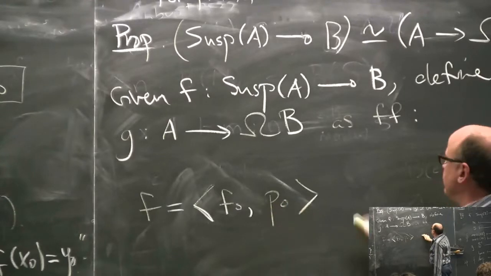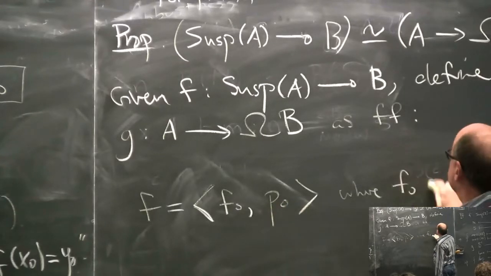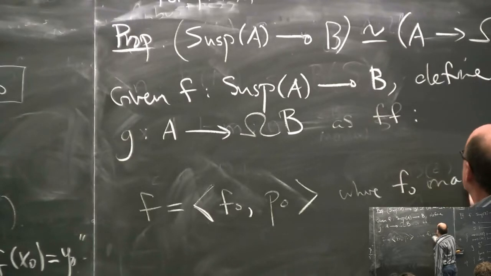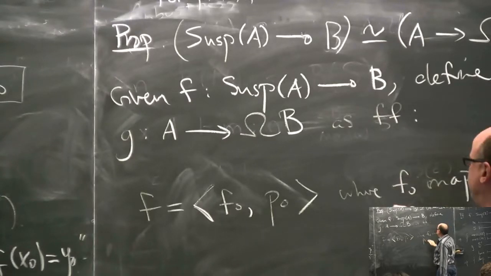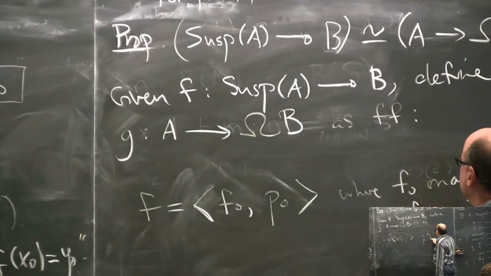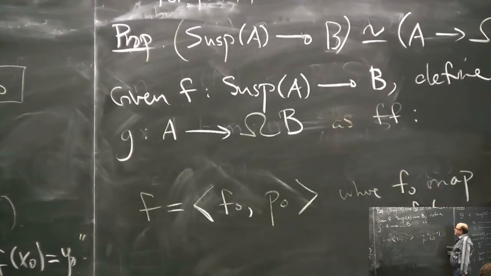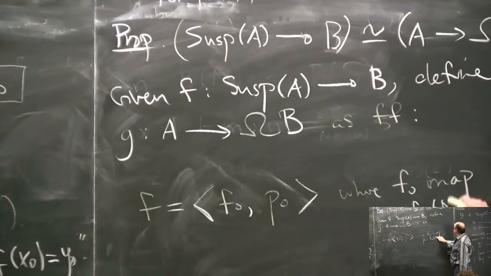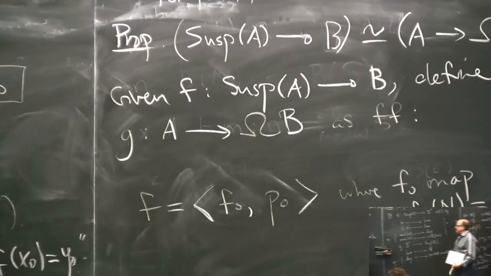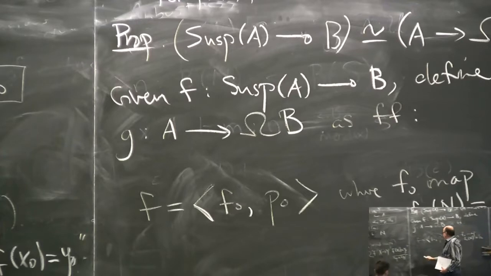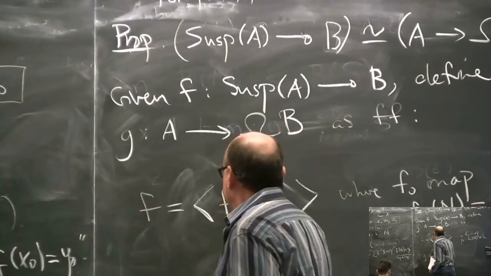So we can write, F is just the raw map, and then we have a proof, and that's what's important, that F0 of, now what is the base point of the suspension? Well, that's north. So F0 of north is equal to whatever the base point of B is, because that we don't know, that's up in the air, that's up for grabs. So that's what I really have. So therefore, when I define G, that's the data I have.